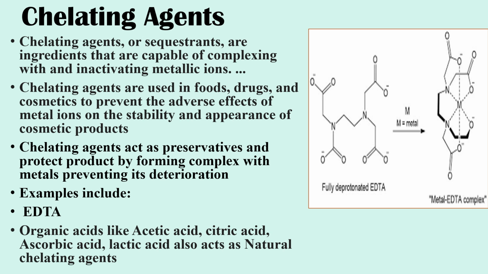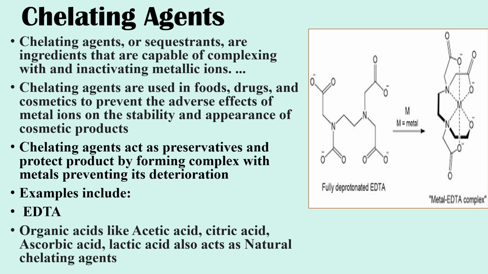So what happens if a metal is present? It has been seen that lipstick contains lead and the like. So what do chelating agents do? They form a complex with the metal so that these metals do not interact with your final product. So these are known as chelating agents. A chelating agent acts as a preservative and protects the product from forming complexes with the metal, preventing its deterioration. Examples are EDTA and organic acids like citric acid, acetic acid, ascorbic acid, and lactic acid.